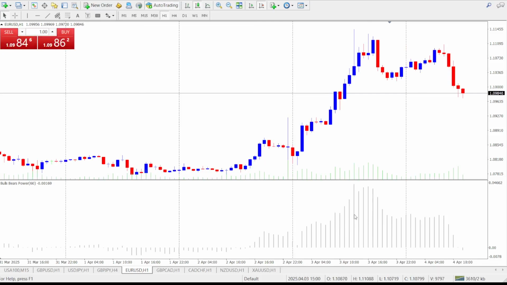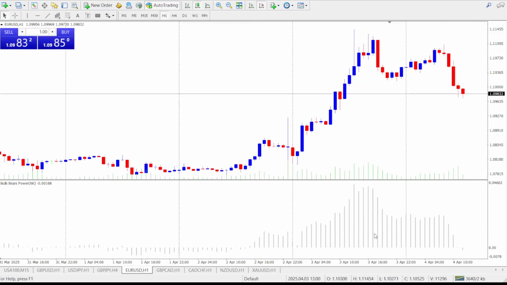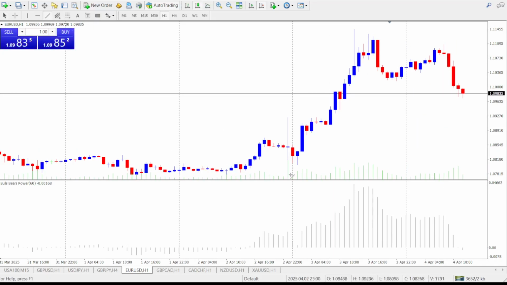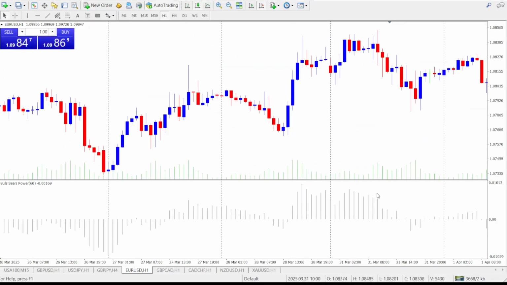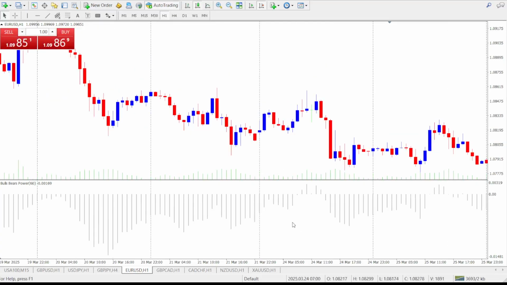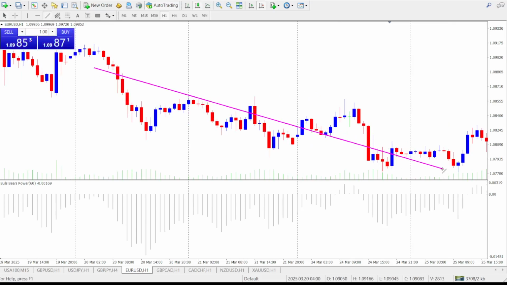The bars plotted by the indicator give us a visual representation of the market momentum. When the bars are above the zero line, it means the bulls are in control and the market is in an uptrend, like what we can see happen around here. On the other hand, if the bars are below the zero line, the bears have the upper hand, signaling a downtrend, like what we can see happen here.